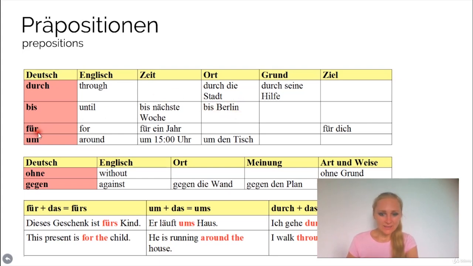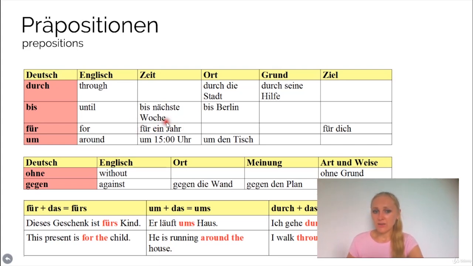Then the next preposition is für. Für means for. So if it's about time, für ein Jahr means for a year. Okay, für ein Jahr. If it was for a month, der Monat, the month is masculine, you would have to say für einen Monat.